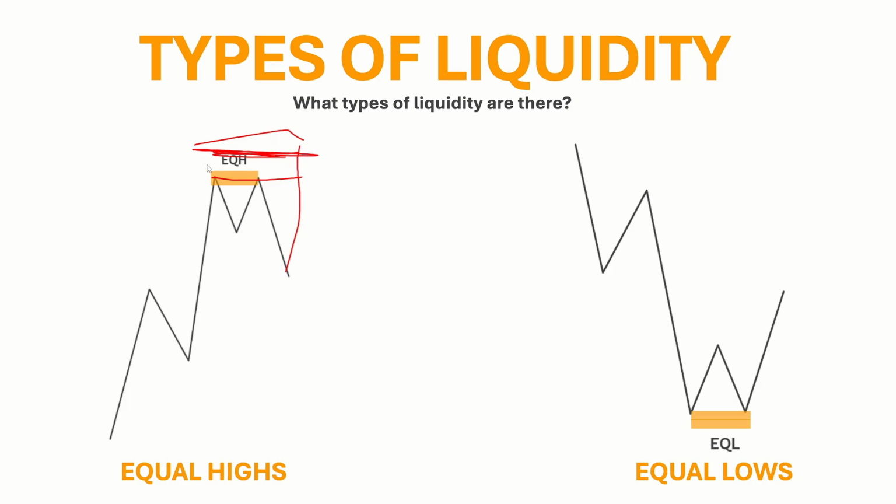This is also where the term buy side liquidity comes from. This is why if we have equal highs, sometimes this is referred to as buy side liquidity and equal lows will be referred to as sell side liquidity. This is because we have a lot of buy side liquidity here which market can come take and use this liquidity in order to place a sell position.